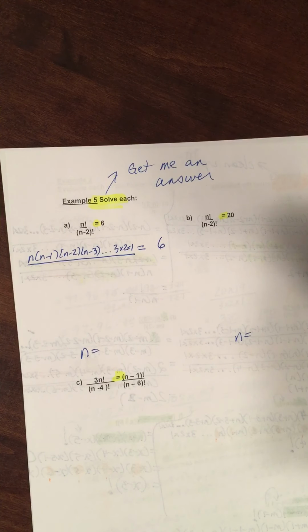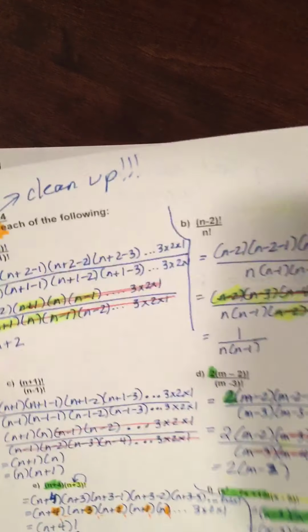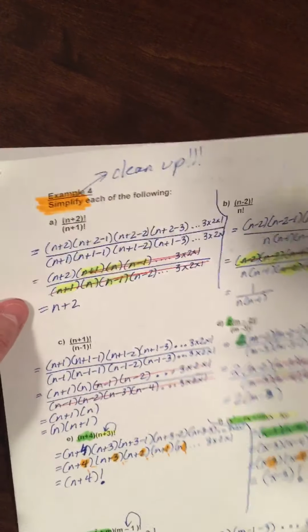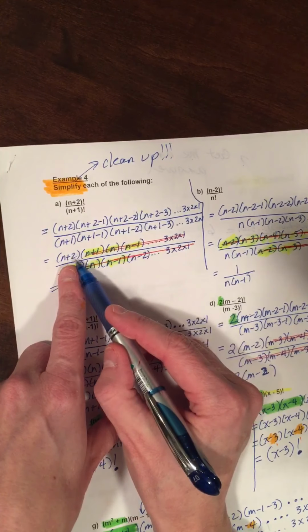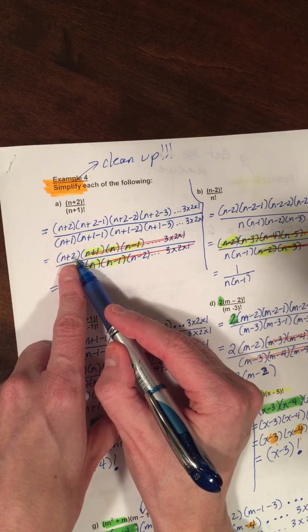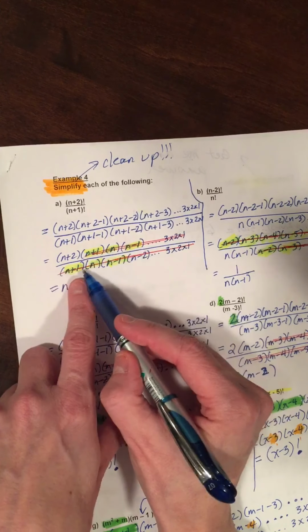Now, the bottom, as we discovered in example 4, requires a heck of a lot of cleanup. But what we also discovered in example 4, and if I can flip back just for a second, is that when we look at all of these questions in example 4, what you're left with after the cleanup is just one less in each of the brackets.